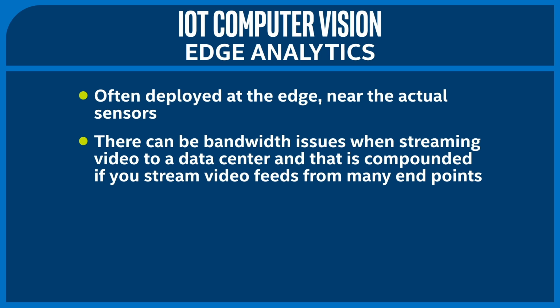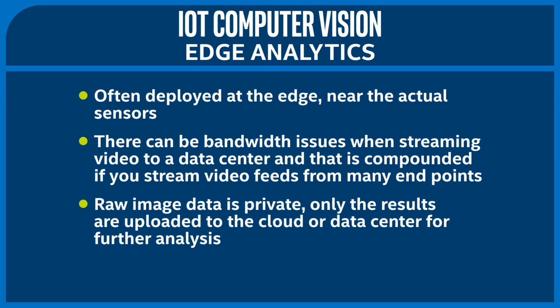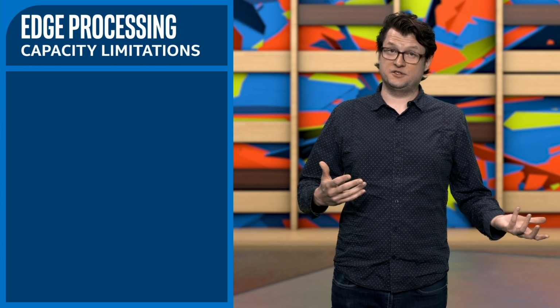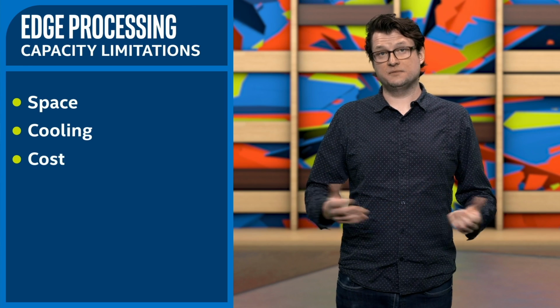Edge analytics can also help you improve data security. Processing image data close to the source lets you keep the raw image data private. Only the results are uploaded to the cloud or data center for further analysis. Processing at the edge has its own issues to consider. Edge processing capacity is limited by several factors: space, cooling, and cost.